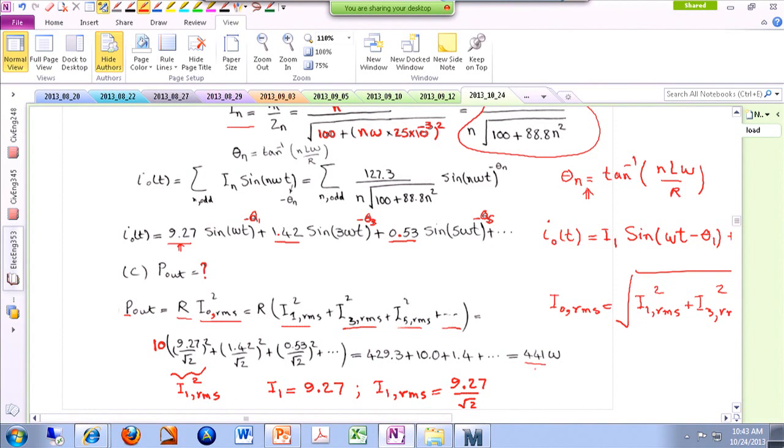Now, what's interesting about this analysis, you can see how much power each one of these harmonics is contributing. The fundamental harmonic is giving you almost 430 watts. The third harmonic is only giving you 10 watts. The fifth harmonic is only giving you 1.4 watts, and so on and so forth.